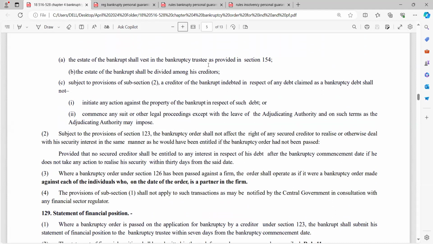But please note that during insolvency, the custody and control lies with whom? RP. Custody and control remains with the debtor, the personal guarantor. There is no question of custody and control during insolvency. It will be with the insolvency guarantor only. There is no such concept of custody and control there. Right. But here, whatever estate there is, that shall vest in the bankruptcy trustee.